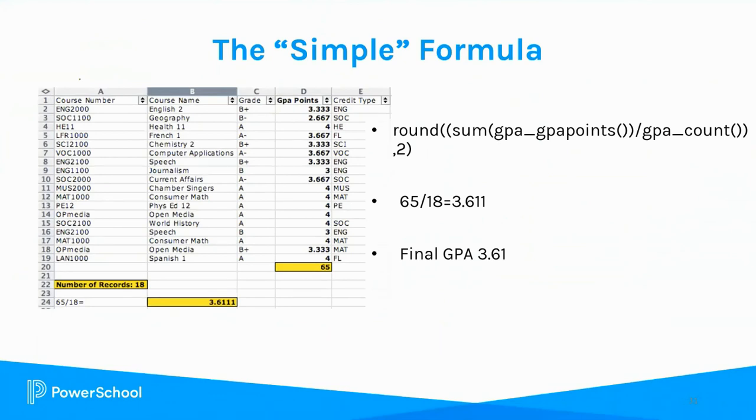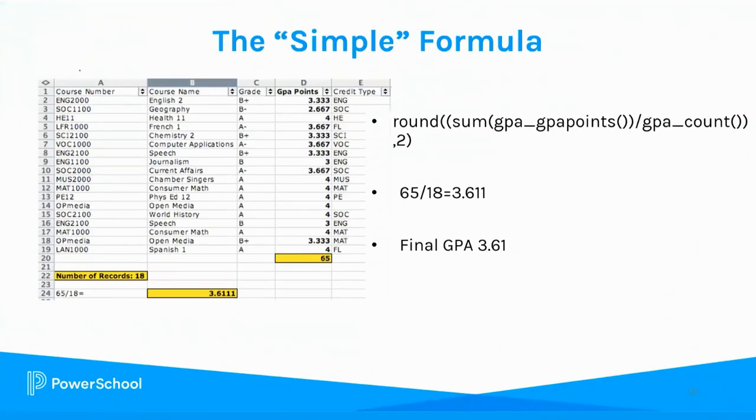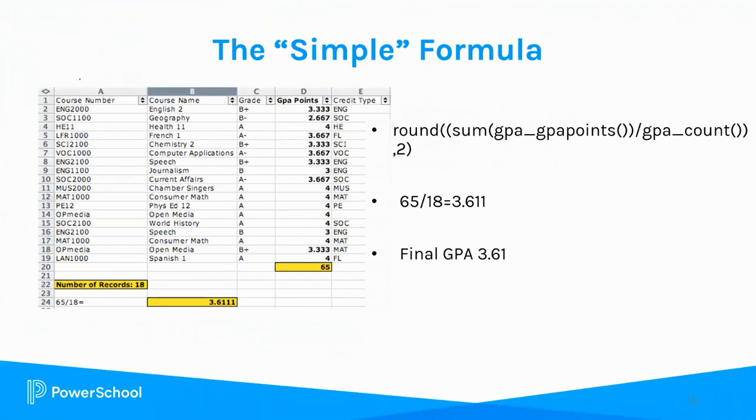There's 18 grades that are part of the GPA calculation. Here's the GPA points in the column, adding all those up to 65. So it's straightforward. 65 divided by the 18 gets the 3.611, and we are rounding at the 2. So it's going to show as a 3.61.